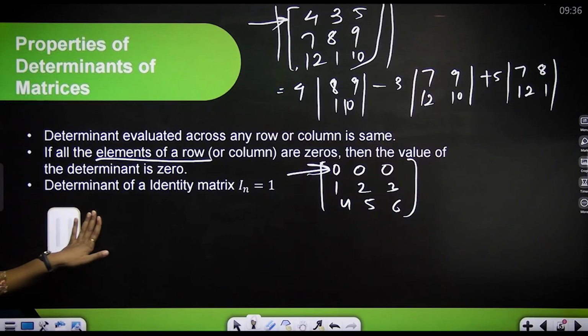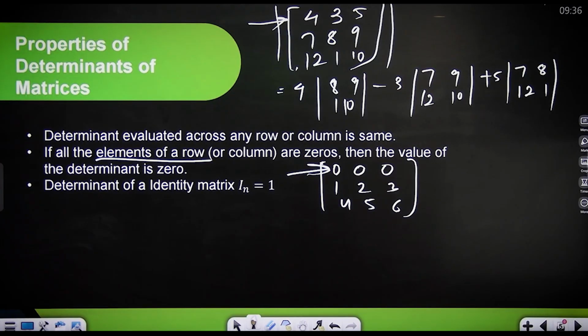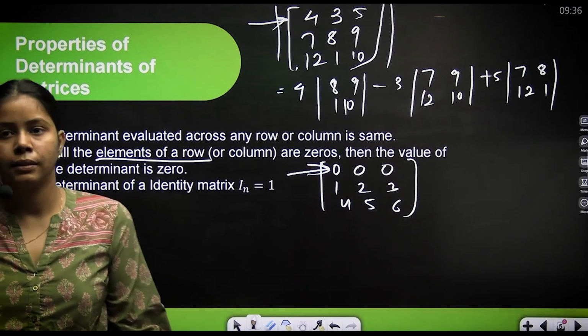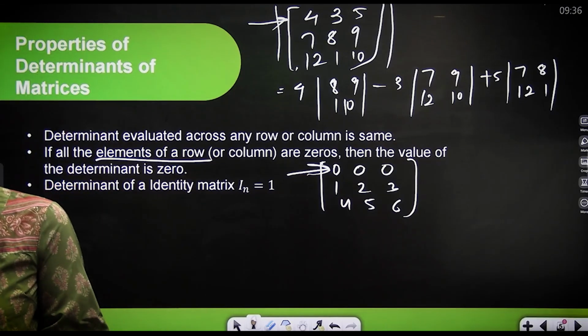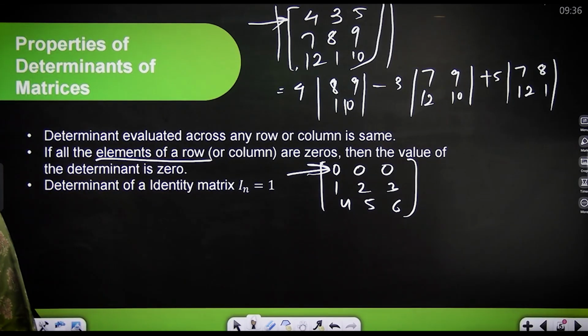Determinant of an identity matrix is 1. Right? You can check that by yourself. So for an identity matrix, determinant is always 1.